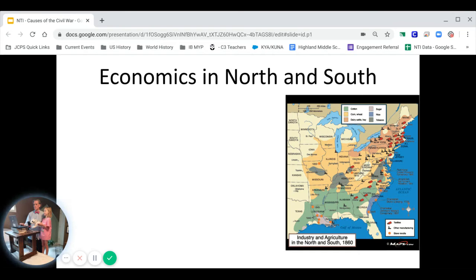So in this map, you can see that there are differences in the North and South. These are uses of farmland and industry. The little icons are going to be industries. You can see in the Northeast, they're kind of crowded up there. So the North is going to be more industrial. In the South and over in the Midwest, there's going to be more farming, but there are even differences in agriculture or farming in the North and South.